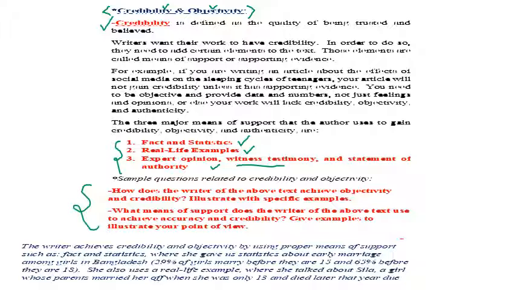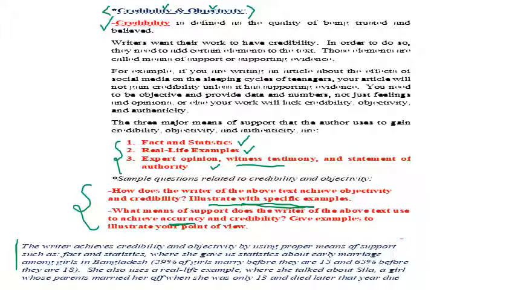This is how I would ask the question. How does the writer of the above text achieve objectivity and credibility? Illustrate or give examples. Or what means of support does the writer of the above text use to achieve accuracy and credibility? Again, the words accuracy and credibility all mean the same. Give examples to illustrate your point of view.